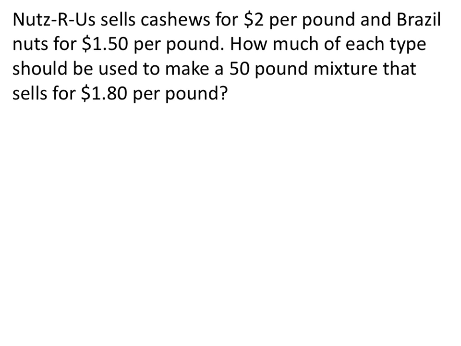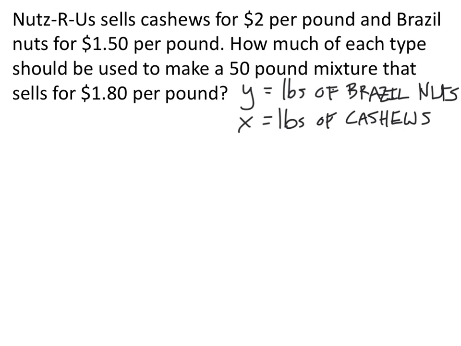So we need to write two equations. We'll write one equation based on the pounds, and since we know that the two combined is 50 pounds, that equation will be simple to write. But first, we need to define the two variables we're going to be using, which again is going to be x and y. So y is the pounds of Brazil nuts, x is the pounds of cashews. And once again, if we wanted the pounds, we could say the pounds of cashews plus the pounds of Brazil nuts is 50. Okay, because it's a 50-pound mixture.